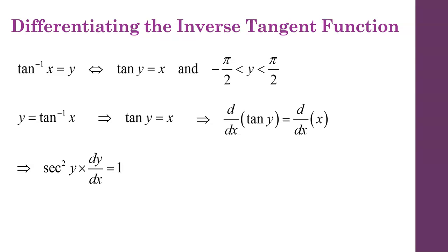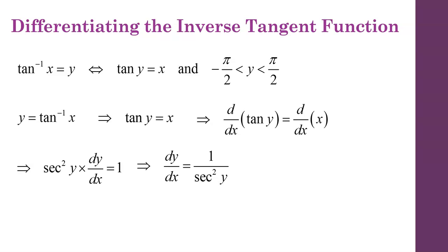On the left side, again, if you recall, derivative of tangent is secant squared. So derivative of tangent of y would be secant squared of y. But then I need to use the chain rule. I'm doing things implicitly. I have a dy over dx. On the right side, the derivative of x is 1. And then we'll divide both sides by secant squared to isolate dy over dx.